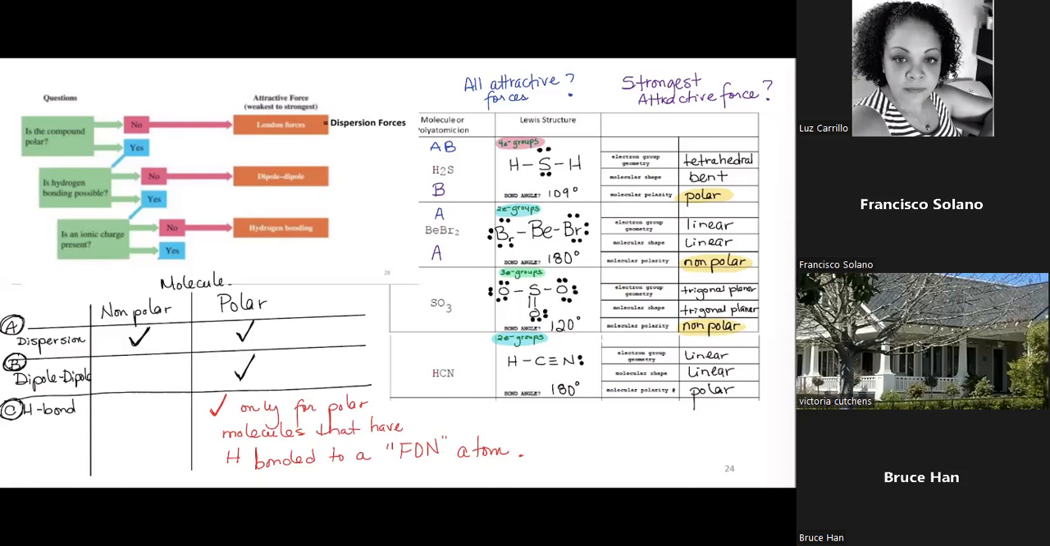What are all of the forces present in SO3? Excellent. All the forces present are dispersion. The strongest force is going to be dispersion. Because remember, for nonpolar molecules, you only have one choice. Dispersion forces are all the forces present. And also, when it comes to the molecule, the strongest force is going to be also dispersion, okay? Let's move on to the last one.